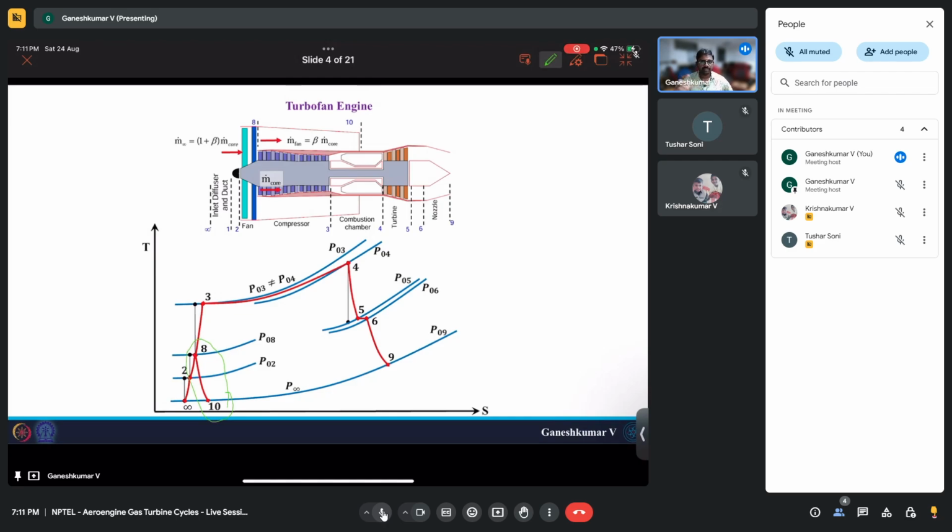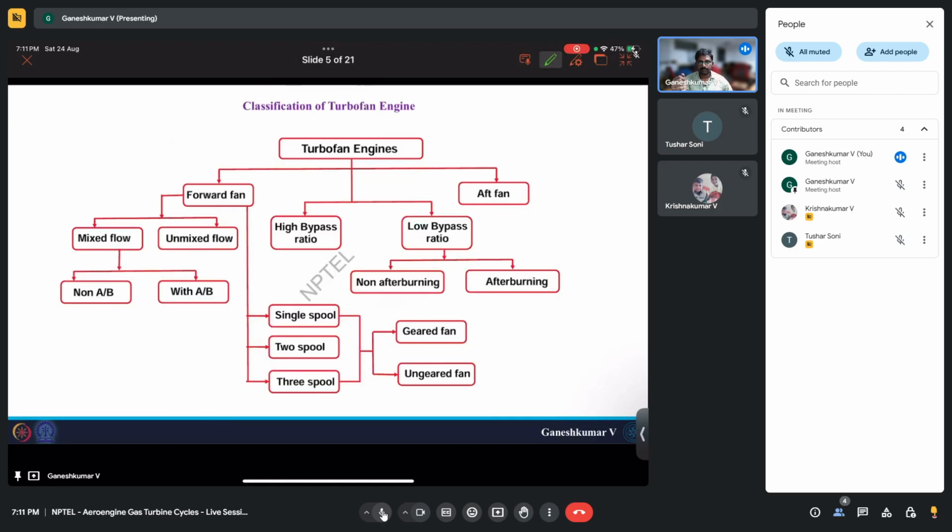Now let's go ahead and do something different. Before that we'll look at the classifications. This we all know: turbofan engines can be either forward fan or aft fan. As I said, if the fan is present in the front of the compressor, it's a forward fan. If the fan is present in the rear of your engine, then it's an aft fan. We'll come to what that is and how it works.